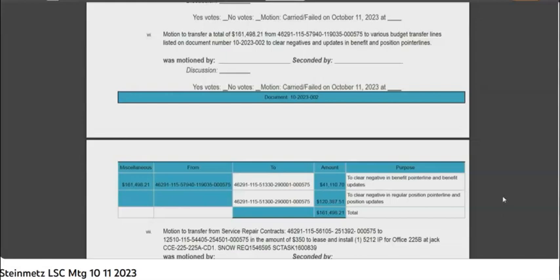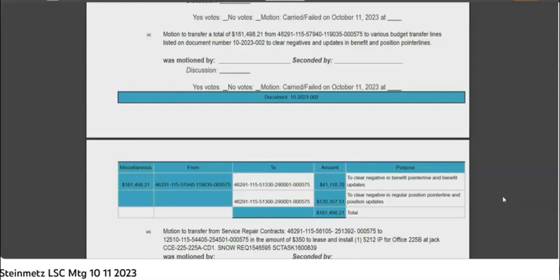As provided there, 141,110 and 70 cents to clear negatives and benefit pointer lines and benefit updates, and 120,387 and 51 cents to clear negative and regular position pointer lines and position updates. Thank you, Mr. Cos. Open for discussion. I have a question. Are those for just two people in two positions?